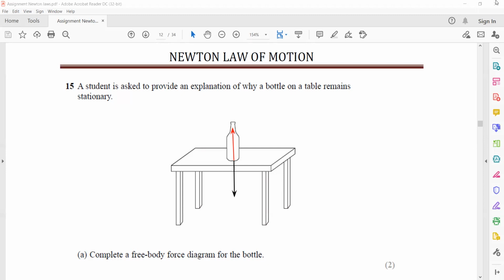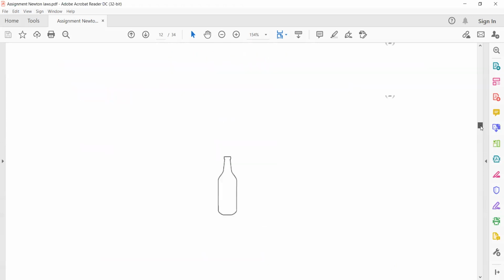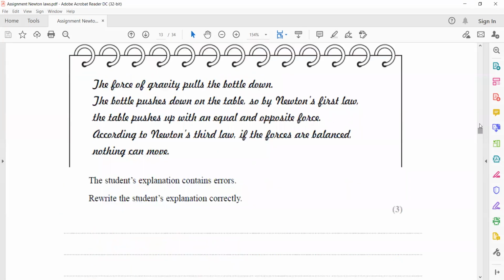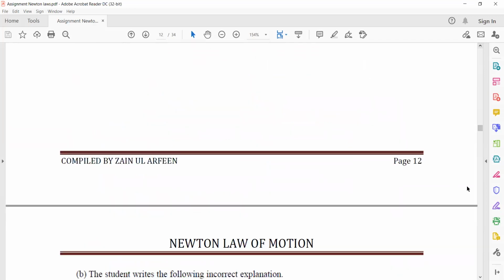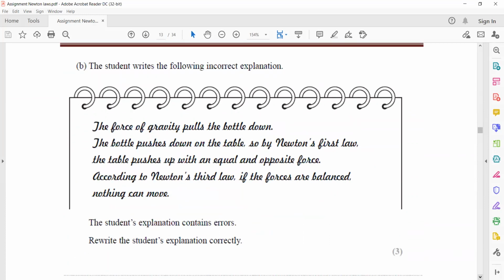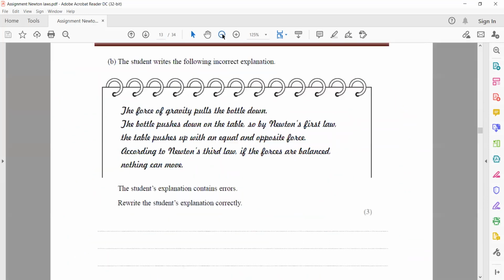The next part, that we already did on the diagram. Next part, the student writes the following incorrect explanation. So this is the explanation from the student, but it is incorrect. The student's explanation contains errors. Rewrite the student's explanation correctly. So 3 marks.